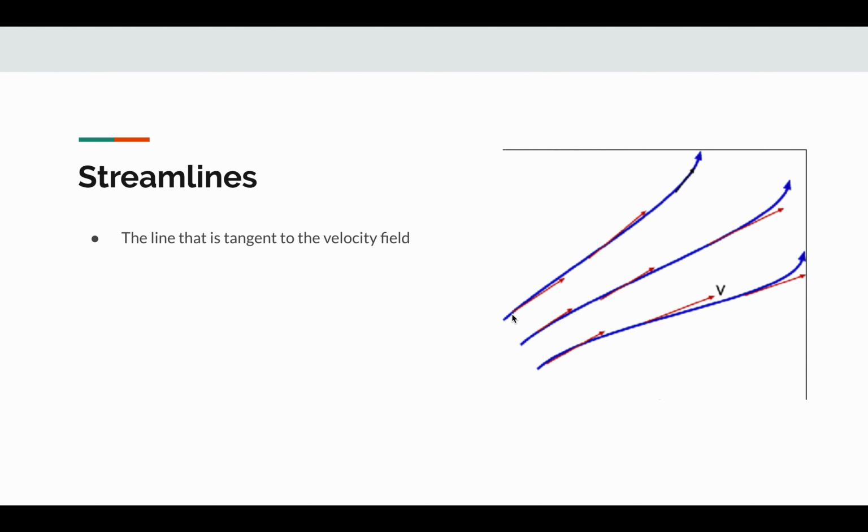Now, the blue line, you can see in this image, it will stay tangential at each of these velocity vectors. So it'll follow the velocity field and stay tangential with it.